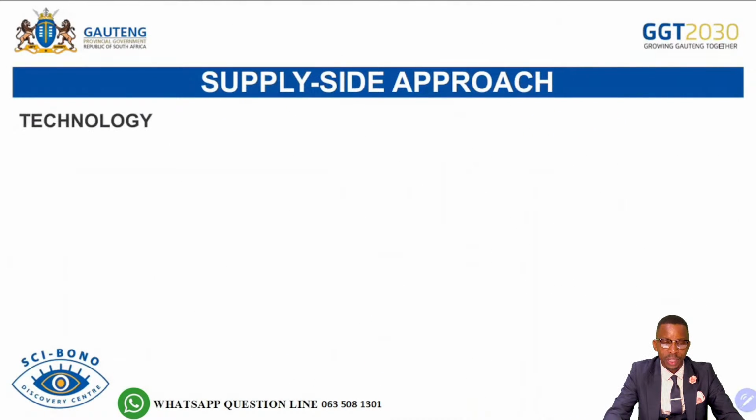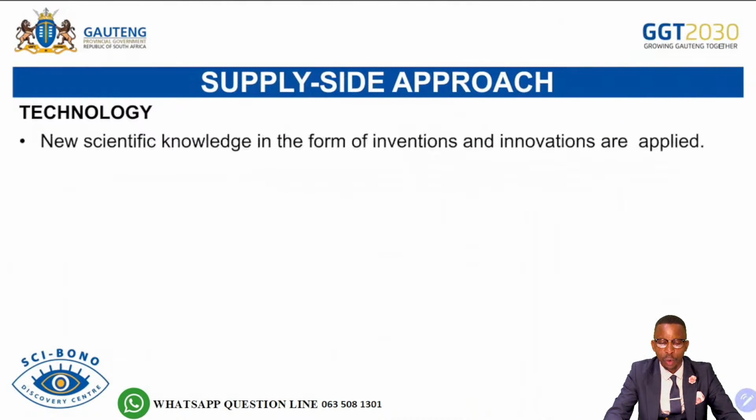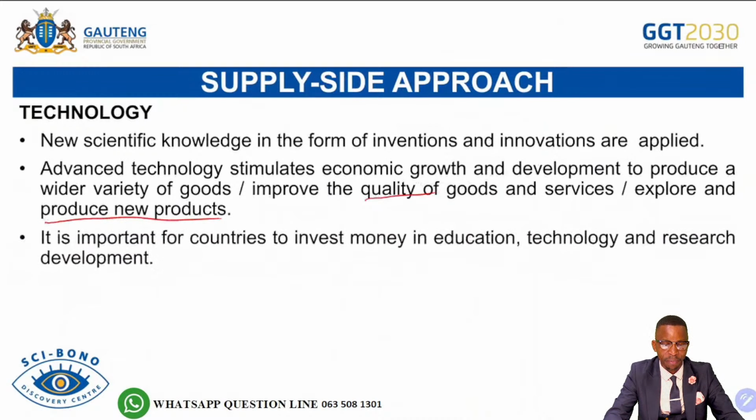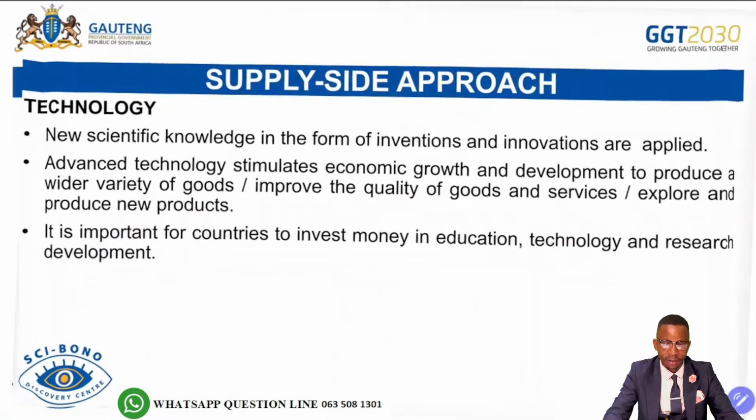And then we continue with technology. New scientific knowledge in the form of inventions and innovations are applied. Advanced technology stimulates economic growth and development to produce a wider variety of goods, improve quality of goods and services, explore and produce new products within the country. It is important for countries to invest more money in education, technology, and research and development so that they are able to be competitive even in the future and match international standards with the manufacturing sector.